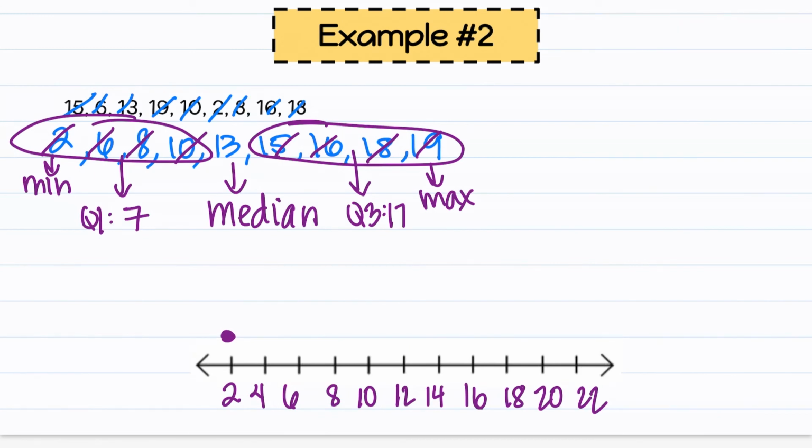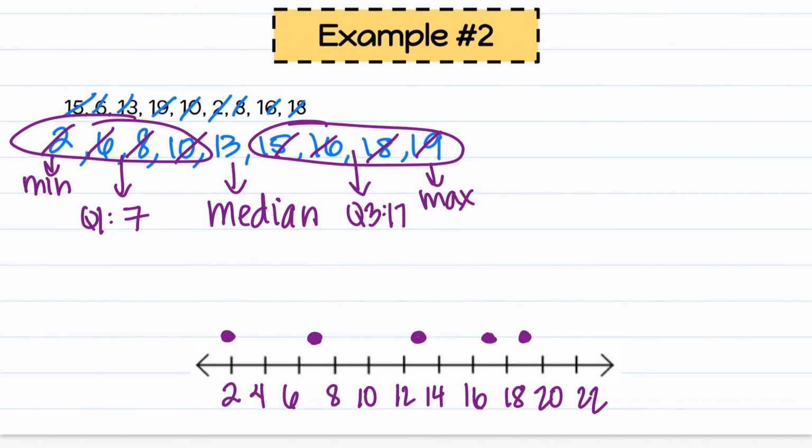My quartile 1, which is 7, will fall in between 6 and 8. My median of 13, which falls between 12 and 14. My third quartile value of 17, which falls between 16 and 18. And then my maximum of 19, which falls between 18 and 20.